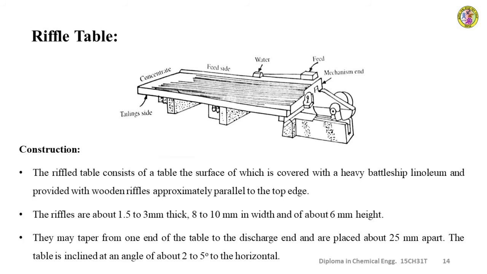The riffles may taper from one end to the other end of the table and are placed at about 25 millimeter distance from each other. The table is inclined at an angle of 2 to 5 degrees to the horizontal, so that is to make the advancement of the slurry from one side to the other. So it is slightly inclined to the horizontal.